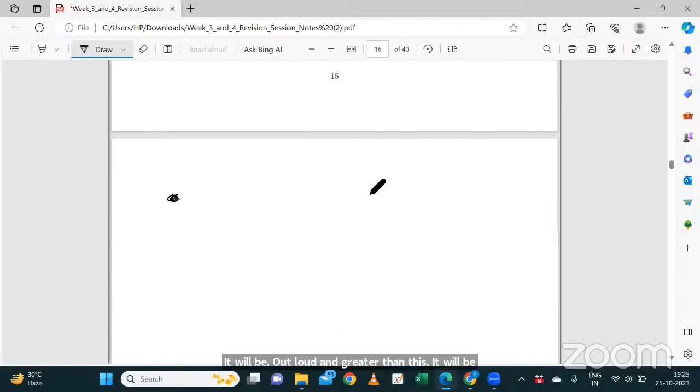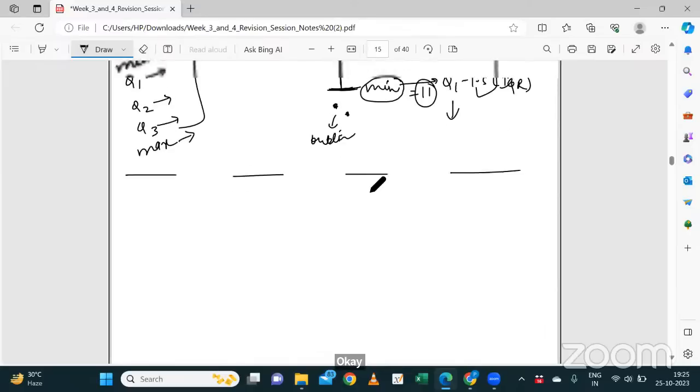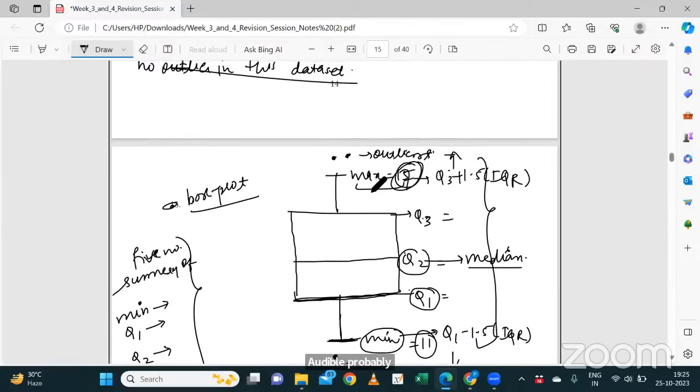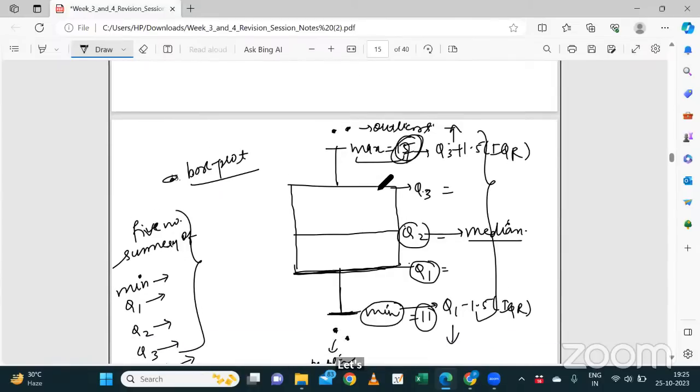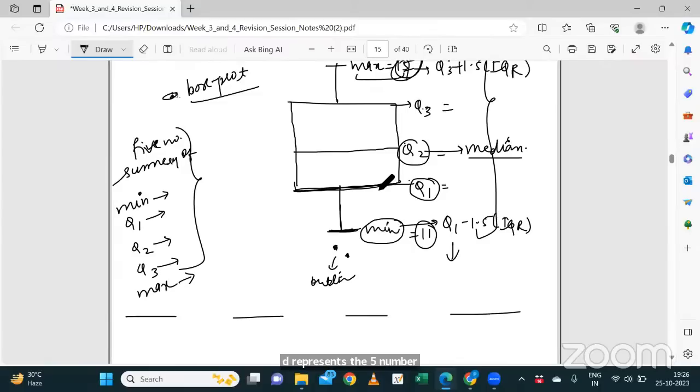Sir, am I audible properly now? Yes, please go ahead. My question is, in a box plot, suppose Q2 is not given. First of all, let me clarify: if you are plotting the box plot, Q2 should be there, because the box plot represents the 5 number summary: minimum, Q1, Q2, Q3, and maximum.